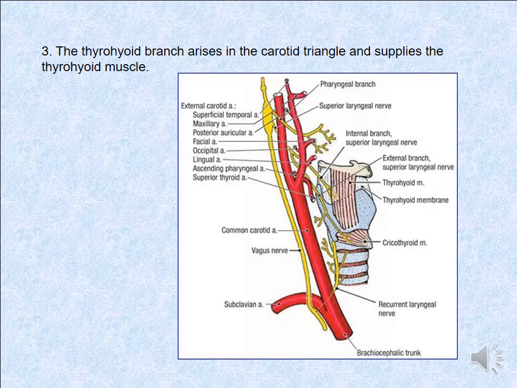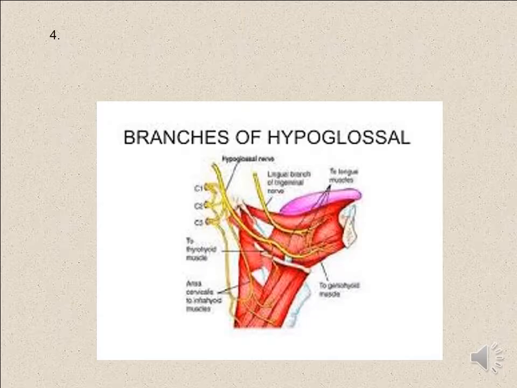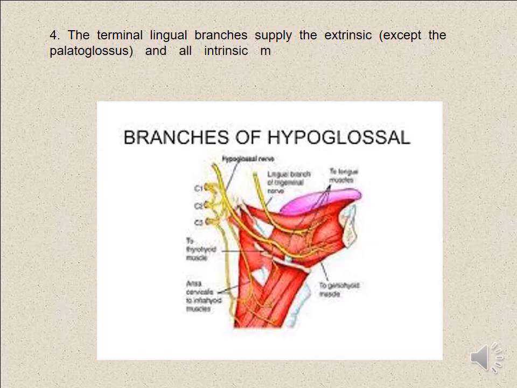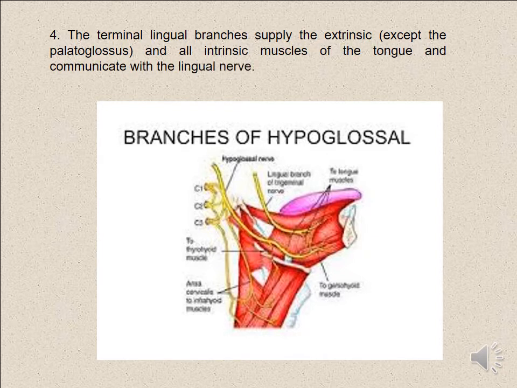The third branch, the thyroid branch, arises in the carotid triangle and supplies the thyrohyoid muscle. Fourth branch, the terminal lingual branch, supplies the extrinsic muscles except the palatoglossus and all intrinsic muscles of the tongue and communicates with the lingual nerve.